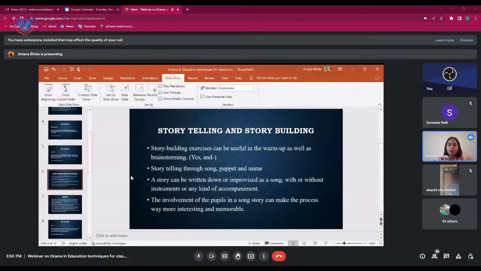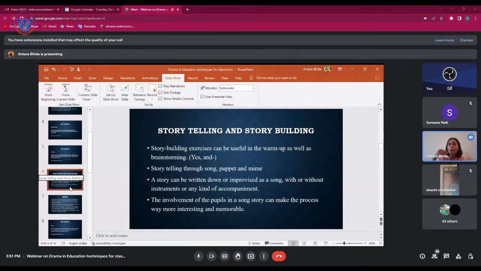Okay, so among all warm-ups, story building is the most effective one if you're going to tell them to improvise scenes, or to do role play. For that, their imagination is ready, their creativity is at the helm as they enter the performance area, or wherever you're going to ask them to do the role play or improv. So they are prepared for that.